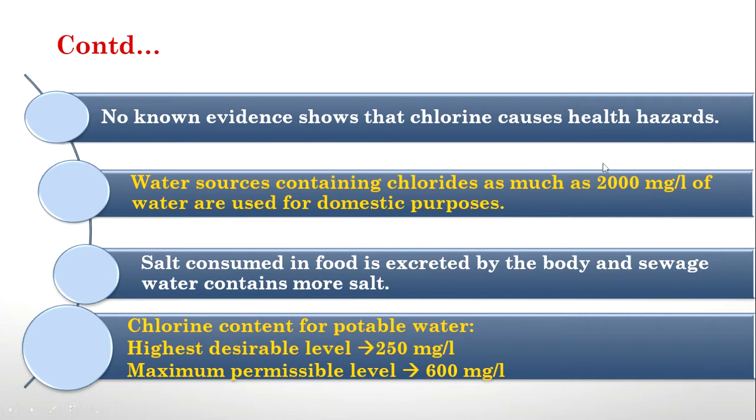We can use, for example, up to 2000 milligram per liter of chloride content in our water. The highest desirable limit is 250 and the maximum permissible limit is 600 milligram per liter, even though we can use up to 2000 milligram per liter because it does not have any health hazards. But it is not aesthetically good. When the amount of chloride content is higher in water, it will give a salty taste. So that is the disadvantage of chloride.